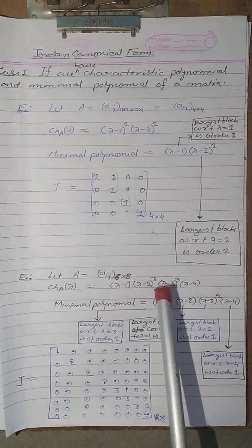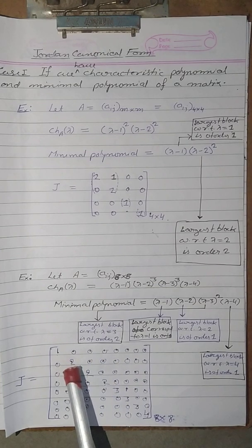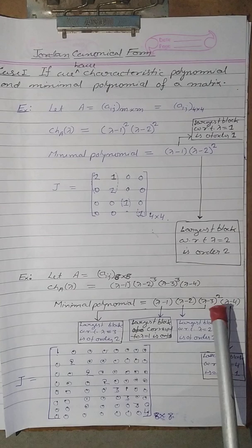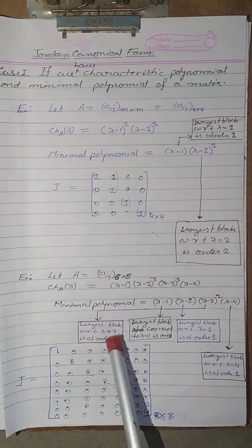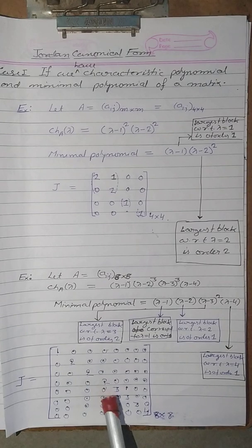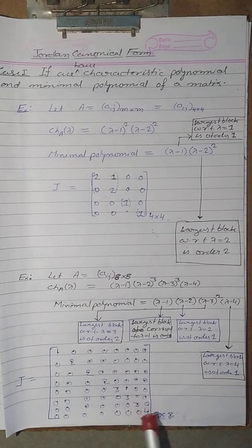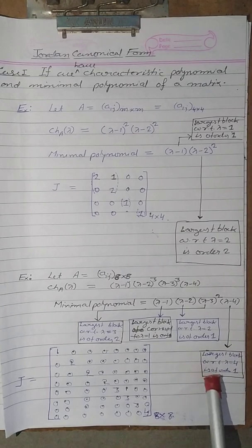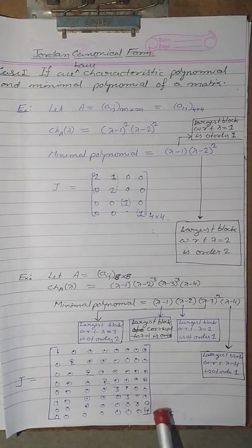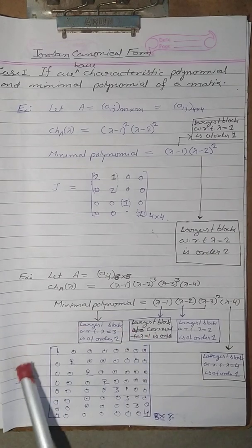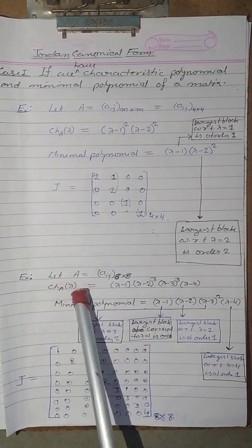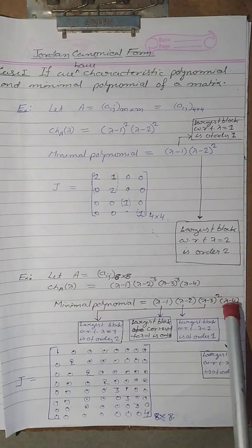The multiplicity of lambda equal to 2 is 3, so we have three blocks of order 1 for lambda equal to 2. This is 2, 2, 2. The largest block for lambda equal to 3 is of order 2, so we have one block of order 2 for lambda equal to 3 and another single block of order 1 for lambda equal to 3. Similarly, for lambda equal to 4 we have one block of order 1. This is the Jordan canonical form for this matrix, whose characteristic polynomial is this and minimal polynomial is this.